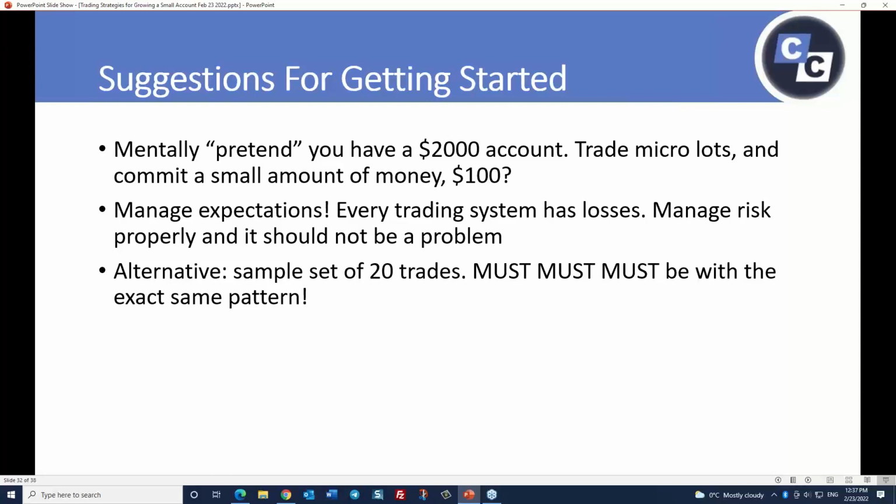I hope you've heard of Mark Douglas. He's got a book called Trading in the Zone. He talks about this very thing, taking a sample set of at least 20 trades and testing it out. But listen, this is very, very important. These need to be 20 trades of the exact same pattern without deviation. Otherwise, you're not going to have anything to go by. You've got to take the same pattern and trade it 20 times and see how it works out. No cheating, all right? No veering off course.